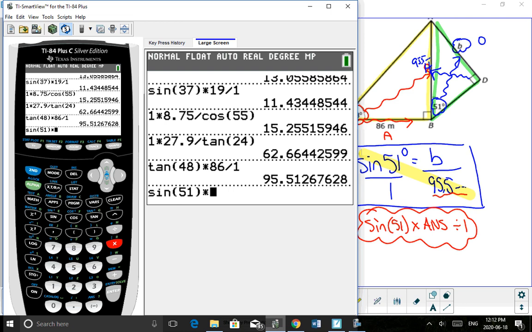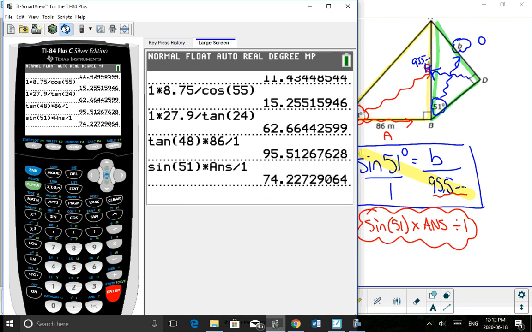Now, right above the negative key, you have written in blue ANS. So to activate it, I'm going to go second, and I'm going to hit that key. So what that does is it takes that answer from the previous line and puts it in that spot. And there it is. So my answer is 74.2.